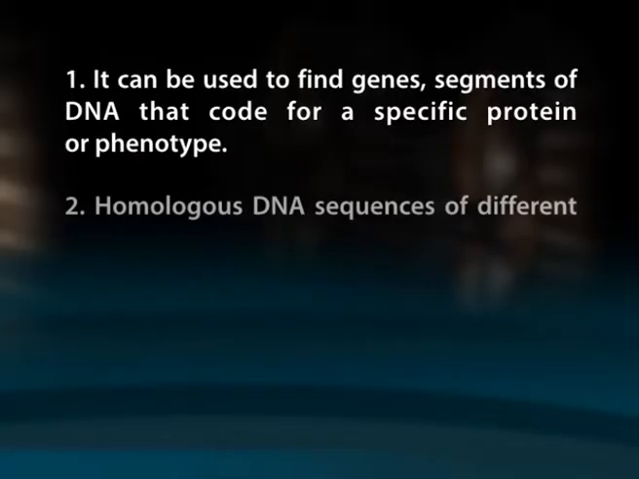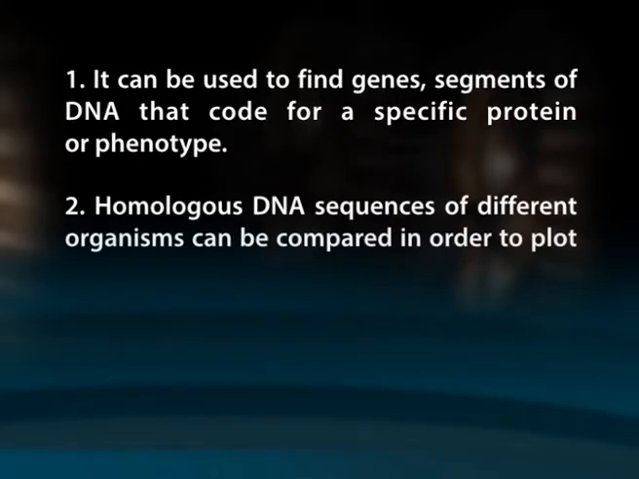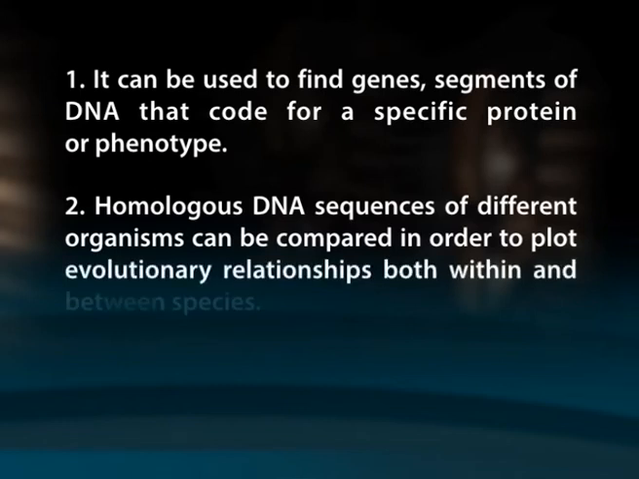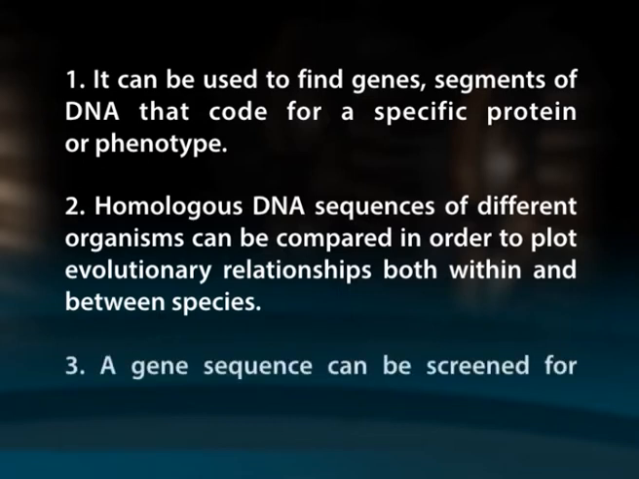Also, human genes are generally adjacent to so-called CpG islands, clusters of cytosine and guanine, two of the nucleotides that make up DNA. If a gene with a known phenotype, such as a disease gene in human, is known to be in the chromosomal region sequenced, then unassigned genes in the region will become candidates for that function. Second, homologous DNA sequences of different organisms can be compared in order to plot evolutionary relationships both within and between species. Third, a gene sequence can be screened for functional regions.